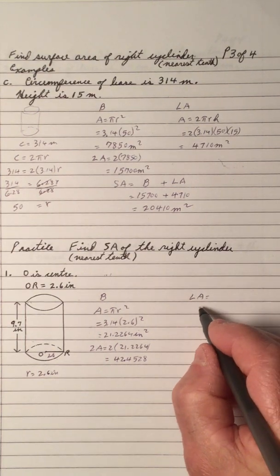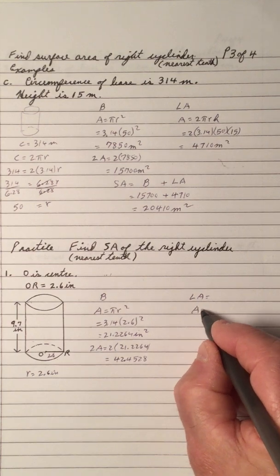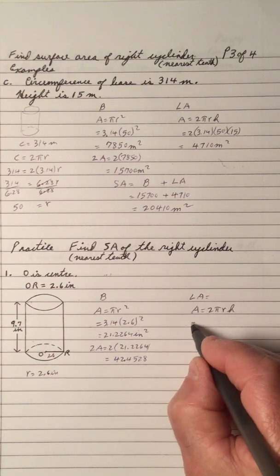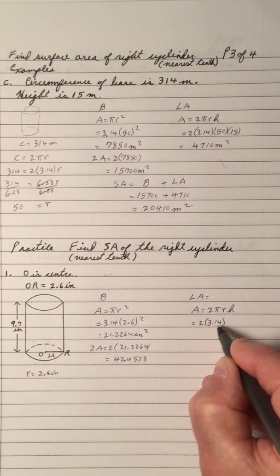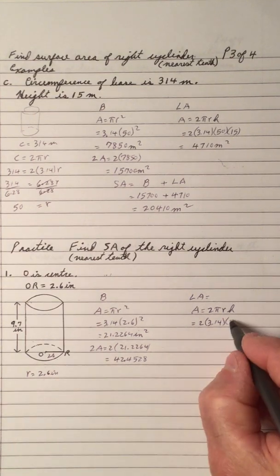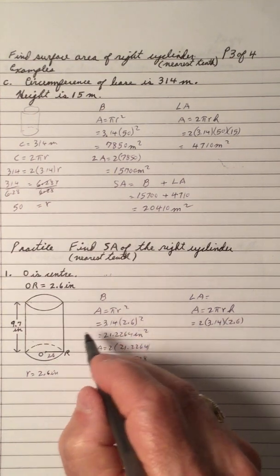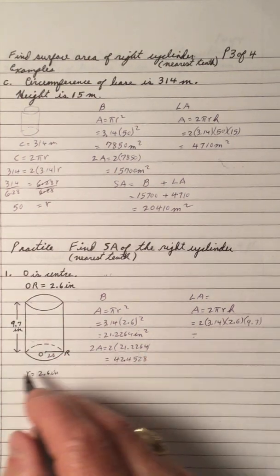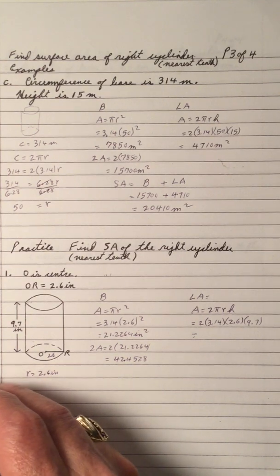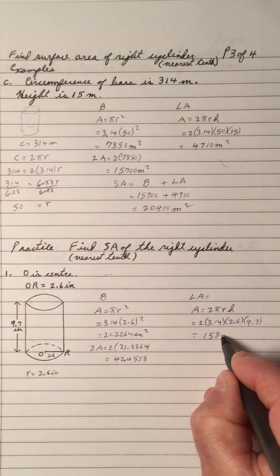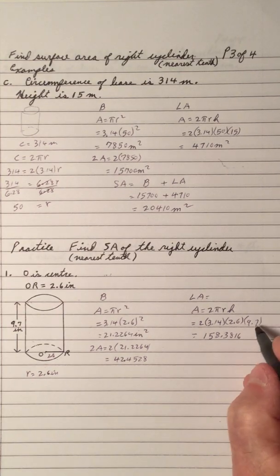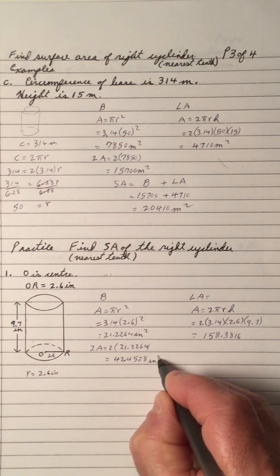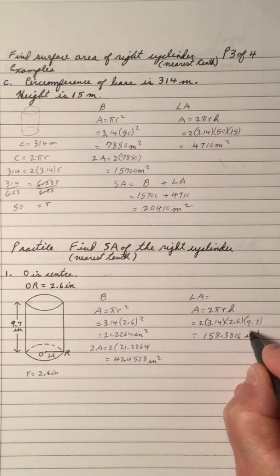The lateral area is the area of the side, and that is the circumference times the height. So it's 2 pi r, the circumference, times the height. That's 2 times 3.14 times your radius, which is 2.6, and the height is 9.7. And when we multiply all that out, we have 158.3816. Again, I multiplied it with a calculator. This is in inches, and this is an area, so it's in square inches.